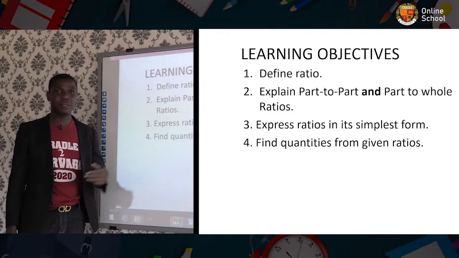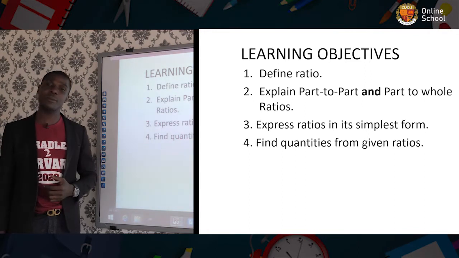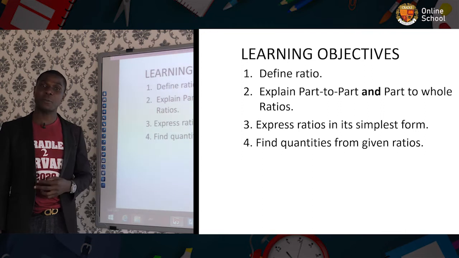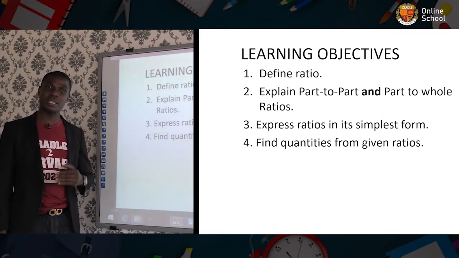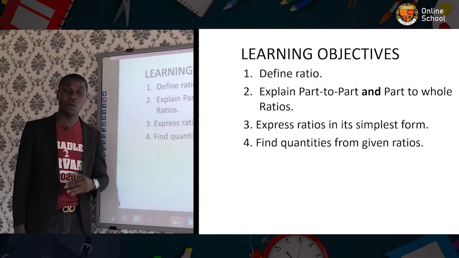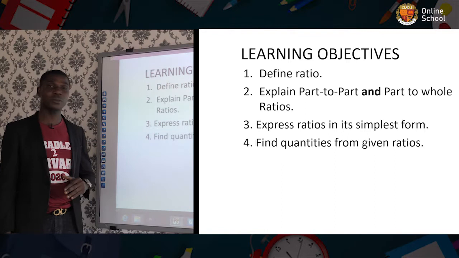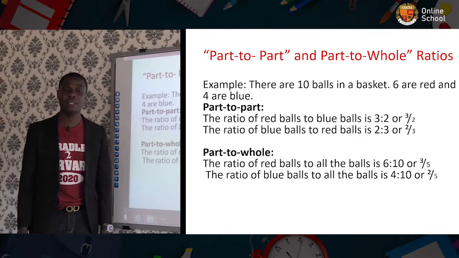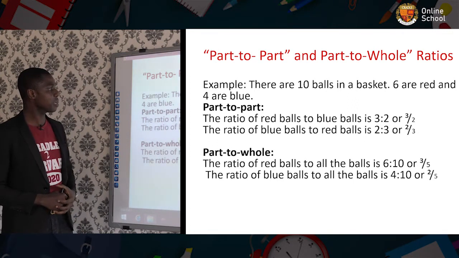What objectives are you expected to cover at the end of this lesson? You should be able to define ratios, explain part-to-part and part-to-whole ratios, express ratios in their simplest form or lowest terms, and find quantities from given ratios. What are part-to-part and part-to-whole ratios? We are going to take a look at some examples here.